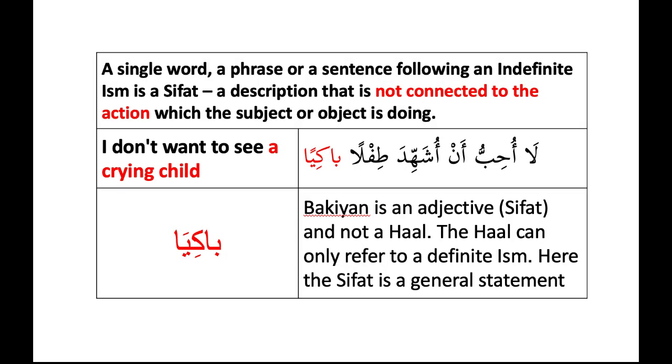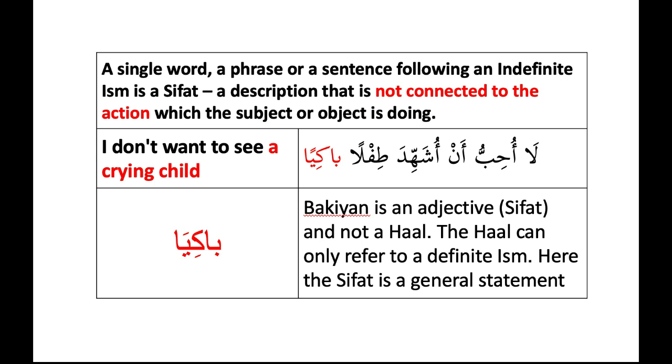So just to summarize, there are two rules to identify Haal or Sifat. First, a single word, a phrase, or a sentence following an indefinite ism is a Sifat, a description that is not connected to the action which the subject or object is doing.